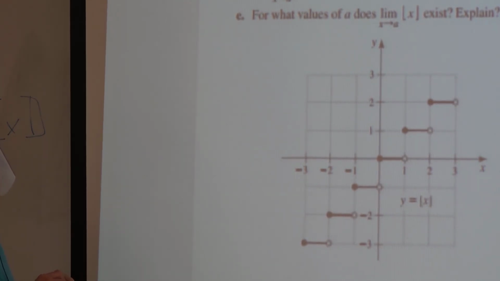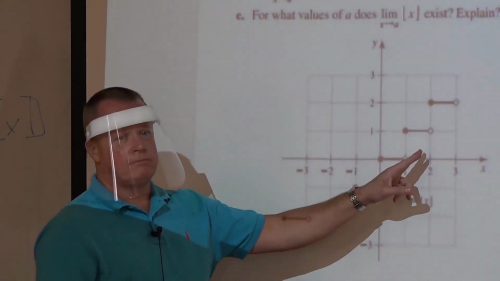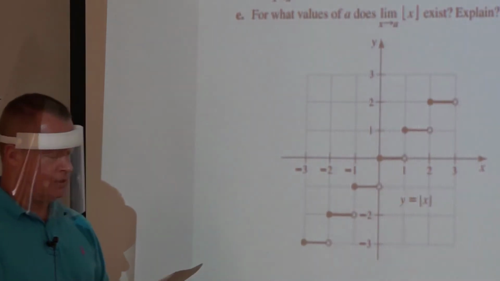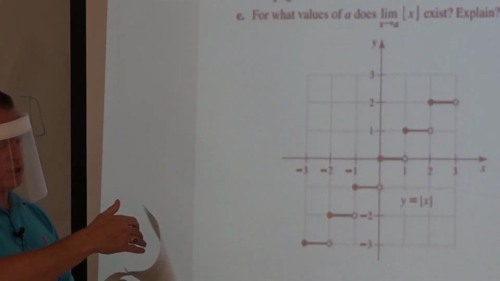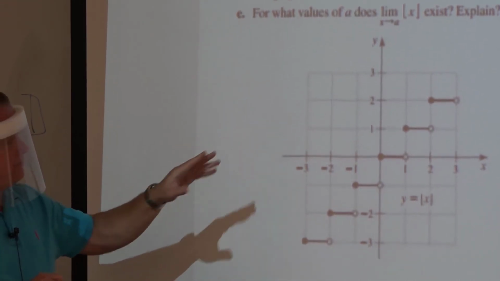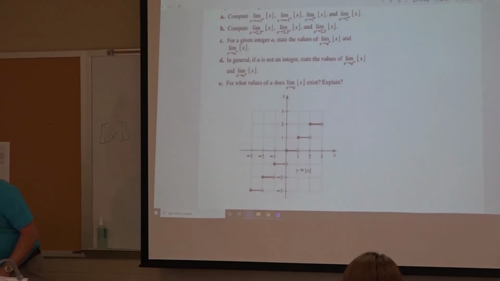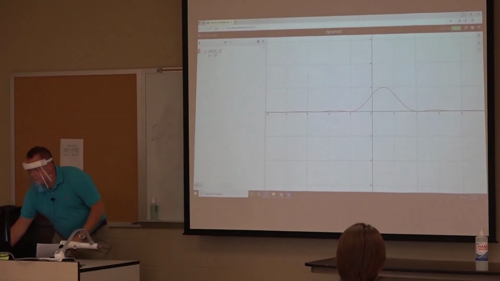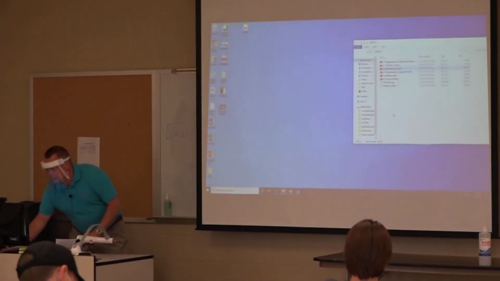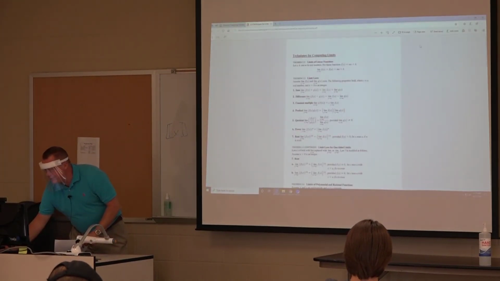All right, so for what values of a does the limit not exist? That would be when a is an integer. That's when it does not exist. Any questions about that? Now that function will pop up occasionally. All right, so there you go. 2.3. So now we'll start techniques for computing limits.